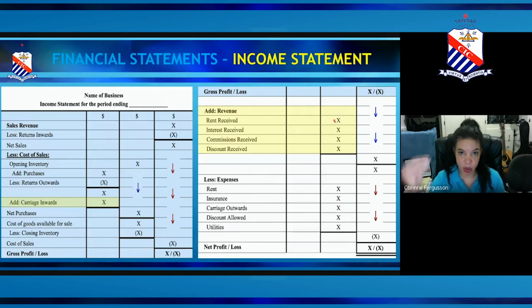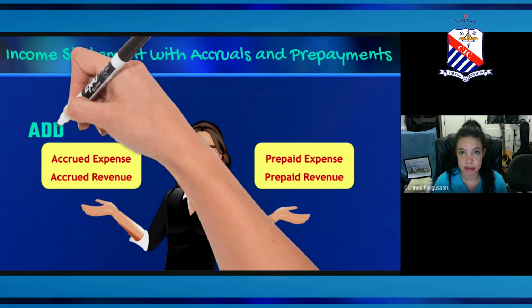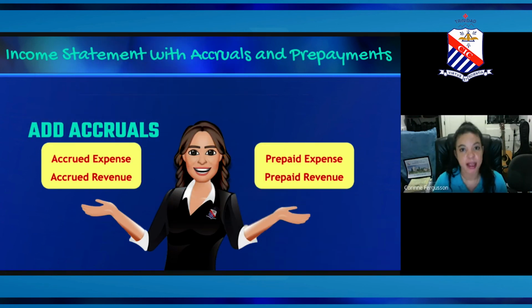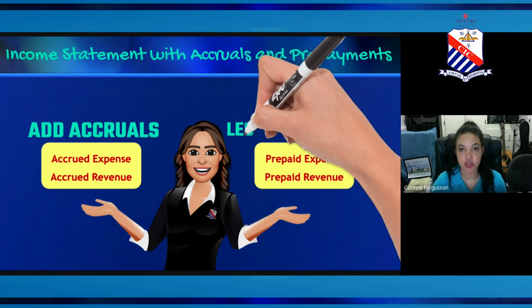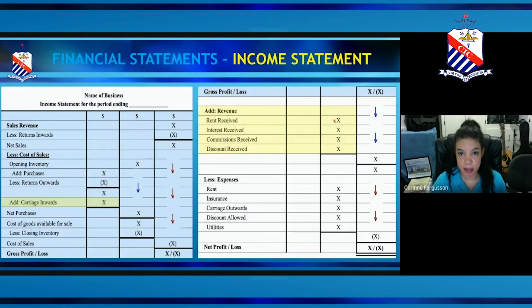You can identify all of your revenue, write down all of your revenue, check your notes for each one to see if there's an adjustment. If there's an accrual, you just add it. If there is a prepayment, you just less it, minus it. Simple as that. Put your working, then put the answer in the middle column.